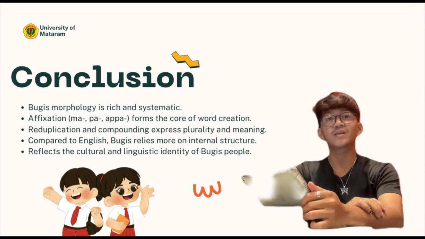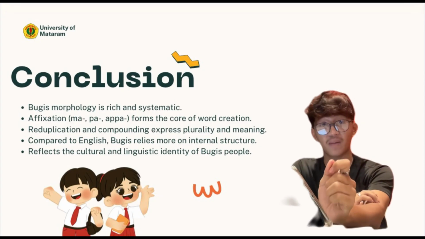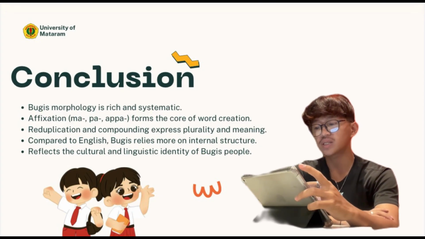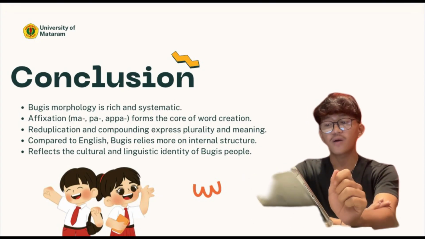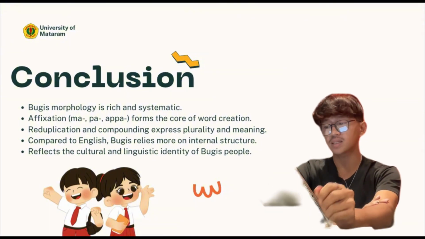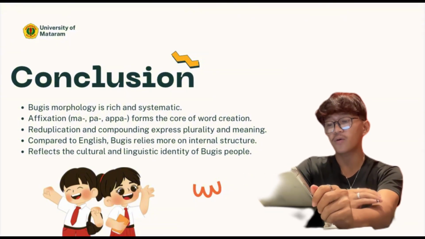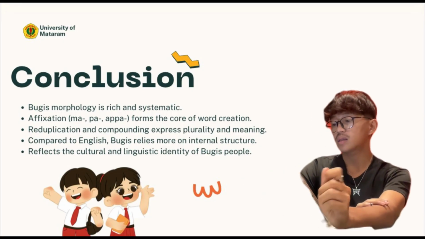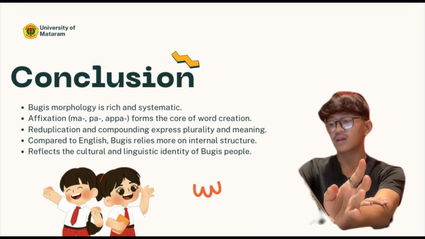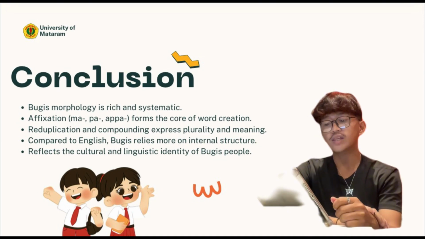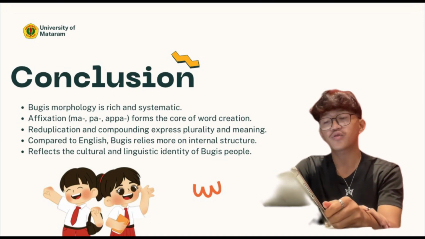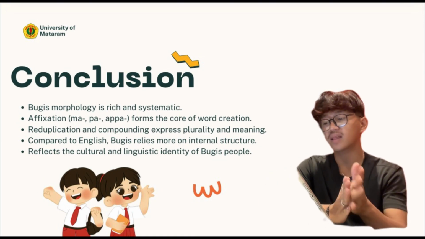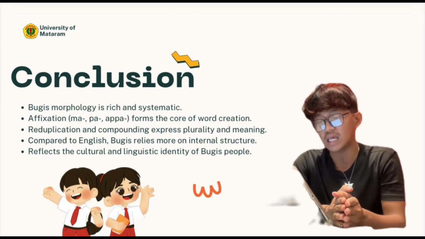Okay, for the conclusion, Bugis morphology is rich and systematic. Affixation with ma, pa, apa forms the core of word creation. Reduplication and compounding express plurality and meaning. Compared to English, Bugis relies more on internal structure. The last one is that it reflects the cultural and linguistic identity of the Bugis people.